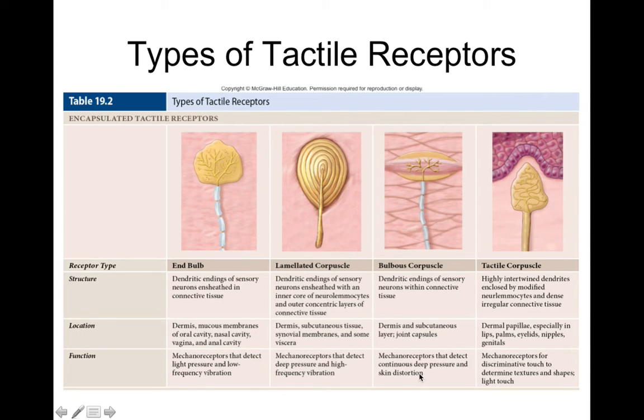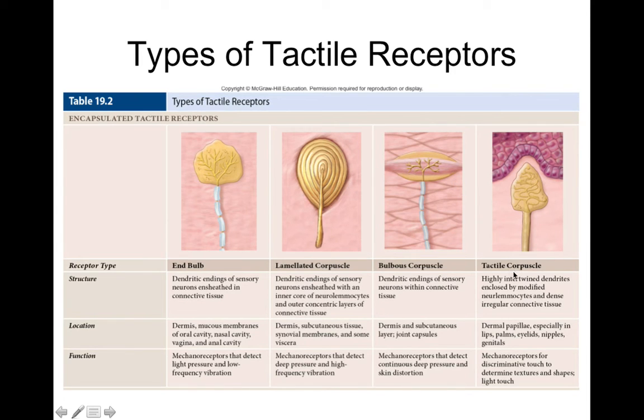going to be necessary for sensing things like deep pressure and skin distortion. So when you think of a bulbous corpuscle, these are great for proprioception, which is for sensation of your limb position, like where your limbs are in space. If these can sense the stretch on your skin, then you can know maybe like the orientation of a particular limb based on that skin stretch.